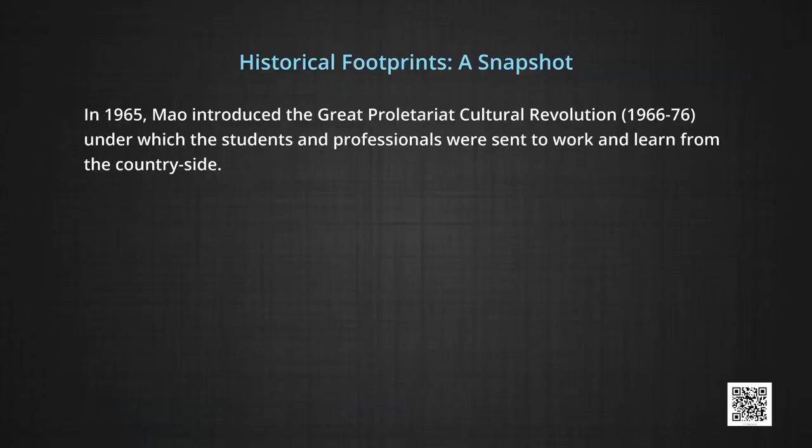GLF campaign, that is Great Leap Forward campaign, met with many problems. A severe drought was there. Russia withdrew its professionals who were sent to help the industrialization process. In 1965, Mao introduced the Great Proletariat Cultural Revolution, that is between 1966 to 76, under which the students and professionals were sent to work and learn from the countryside.